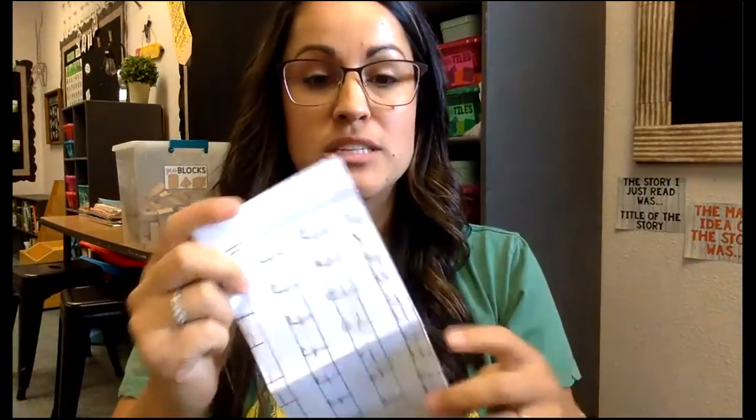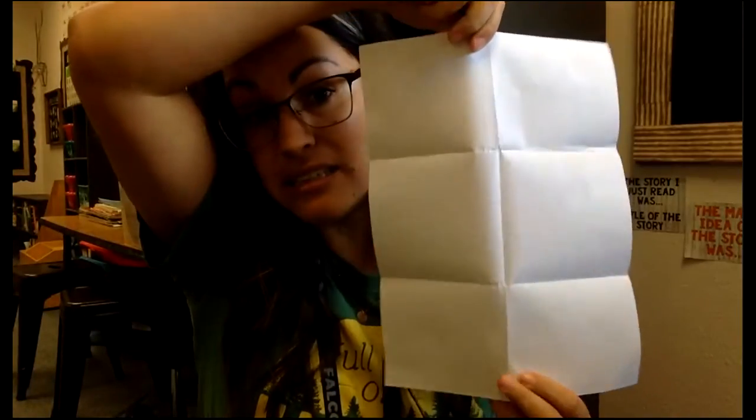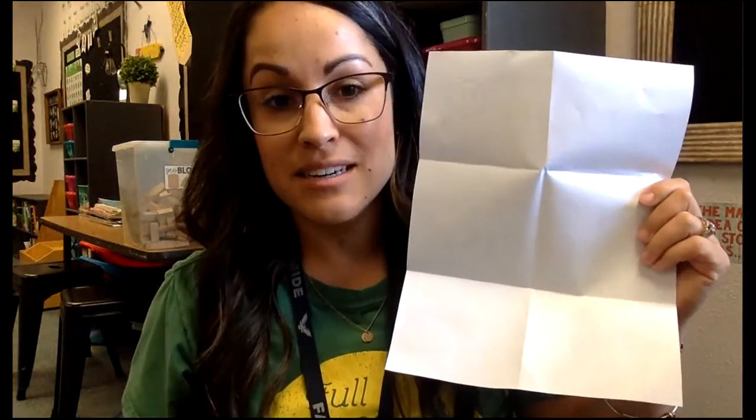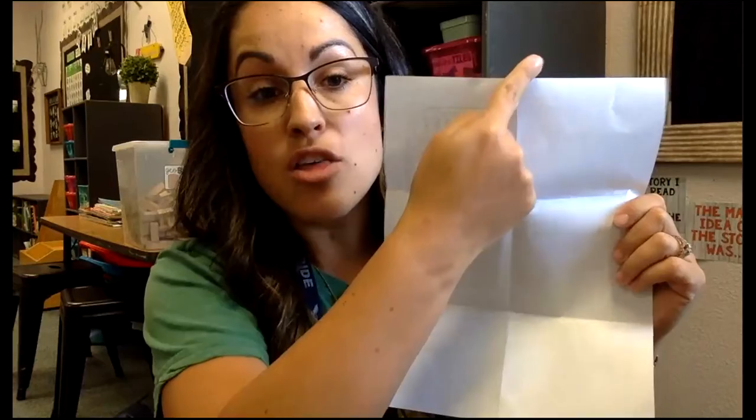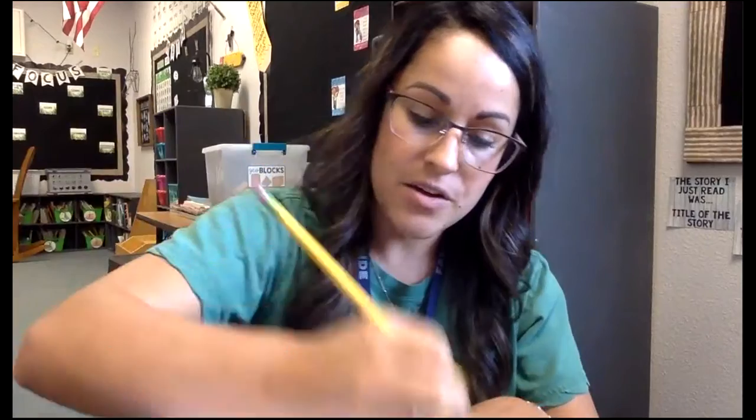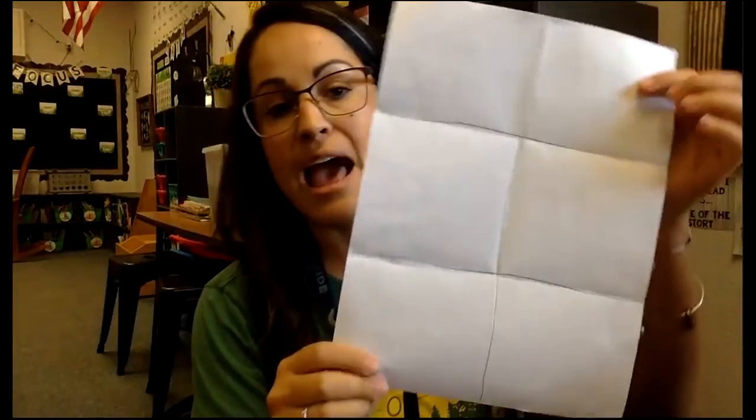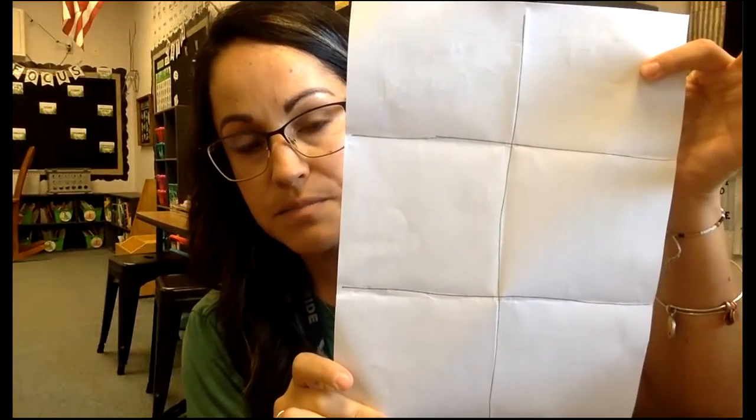Now what you're going to do is open it up. Now you should have 6 pieces, 6 boxes, okay? 1, 2, 3, 4, 5, 6. Now I want you to trace those lines with your pencil. Let me grab my pencil. I'm going to draw that middle line all the way down and then the 2 lines across. So you're just creating an outline of those 6 boxes.